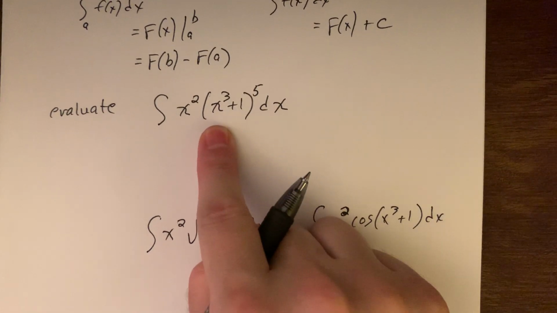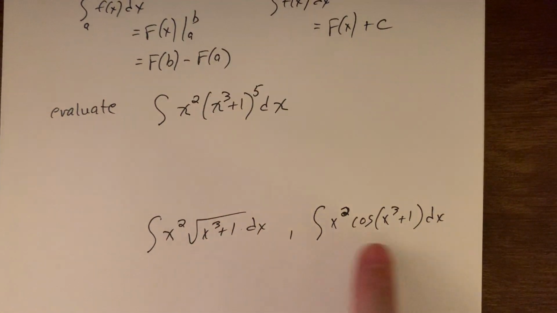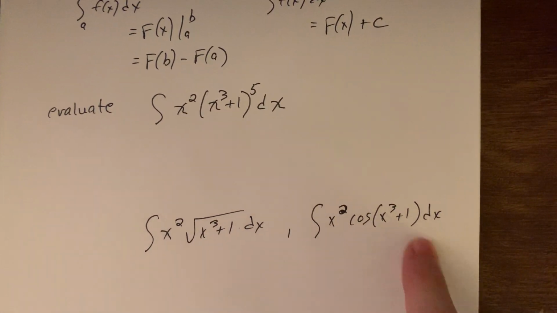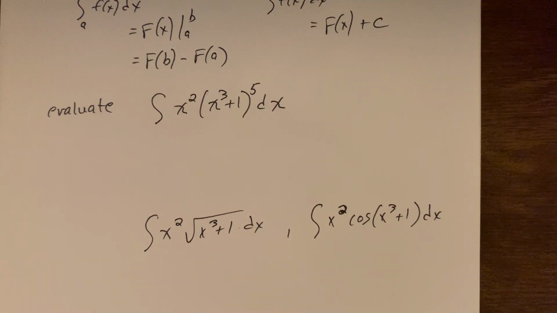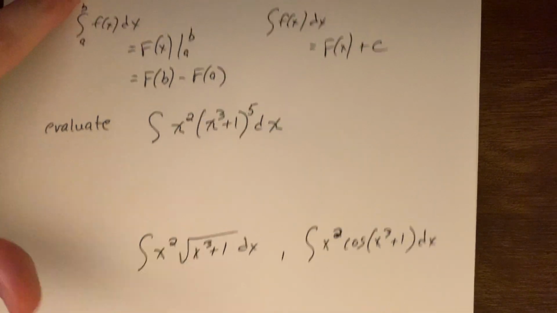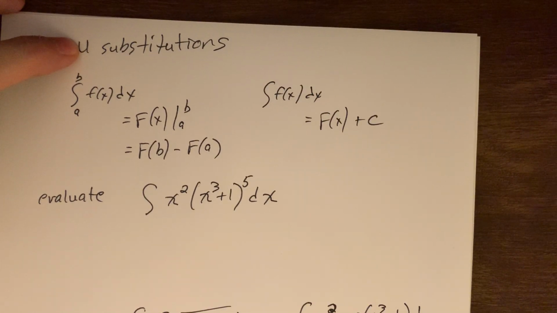This one we could fight our way through with traditional techniques, but both of these we'd be completely stuck. Multiplication, multiplication, and multiplication that we can't clean up. There is no product rule for antiderivatives, and there never will be. So this is the situation where we will apply this new technique that we're calling a U substitution.